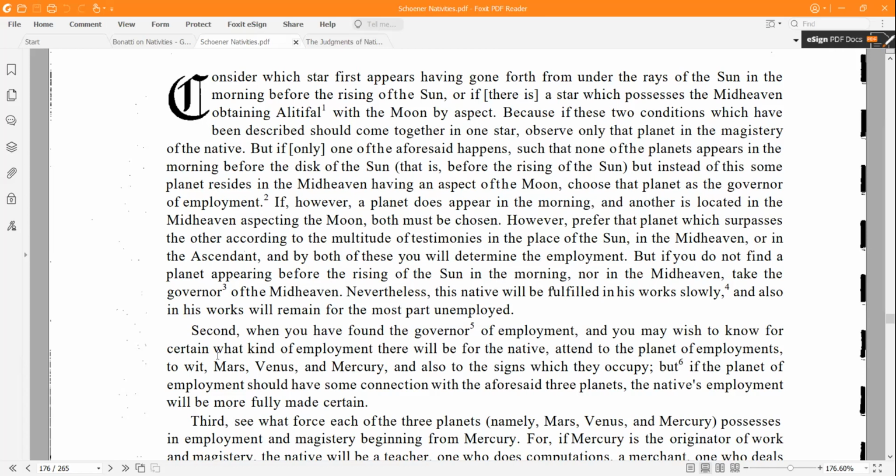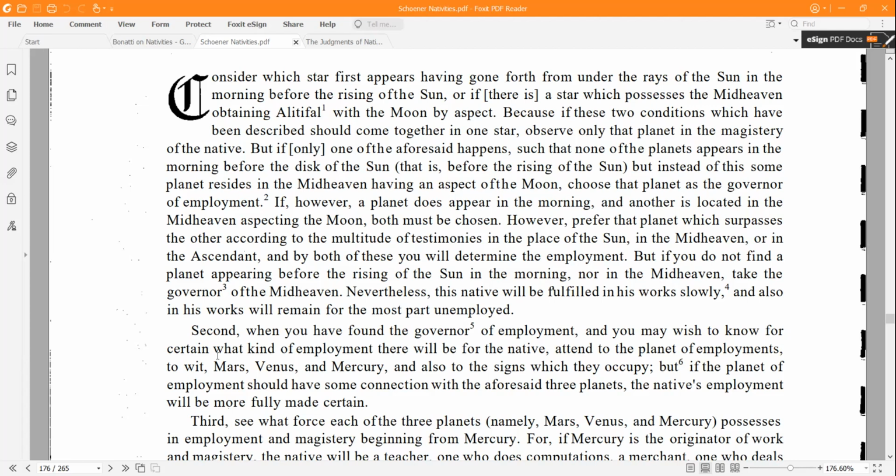Oh, as a matter of fact, I see what he actually means. Is there a star in the ascendant who owns the midheaven, who the moon is applying to? So is the ruler of the 10th in the first house coming out from under the rays and the moon is applying? Use that planet. However, if that's not happening, it's not in the ascendant and it's not ruling the 10th, then you would observe only that planet in the magistery of the native.